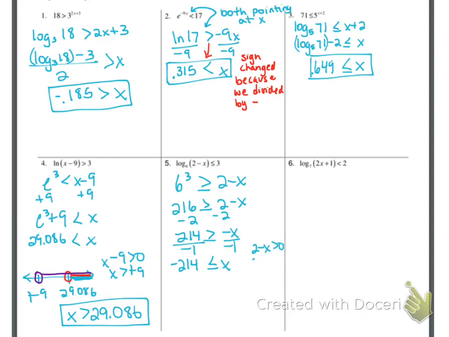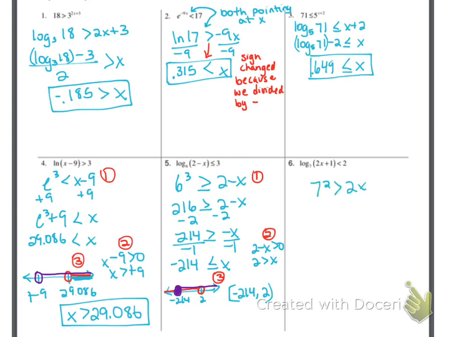I also need to solve the inequality for the argument greater than 0. So I get x is less than 2, but it's greater than or equal to negative 214. So in this case, it is in between the two. I do have a bracket because one of them is equal to. So there's my 3 steps. And I'll go back and show you the first time, the 3 steps. So make sure you're doing all 3 steps for the log equations.